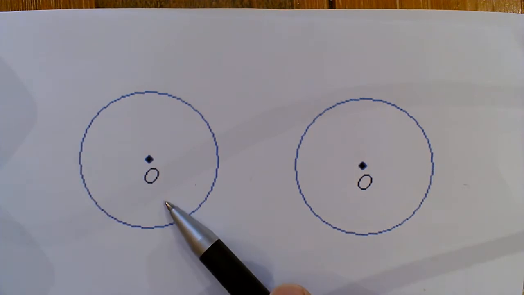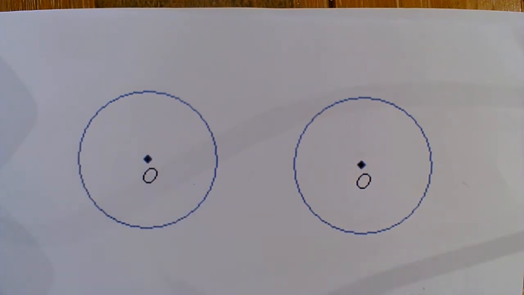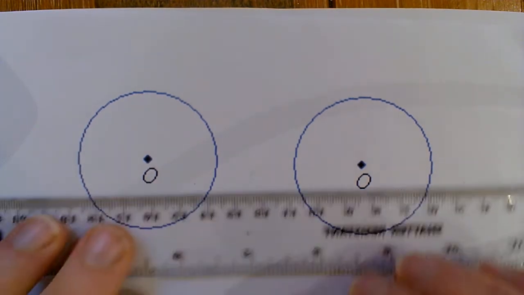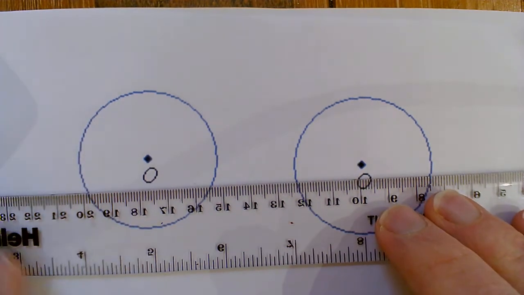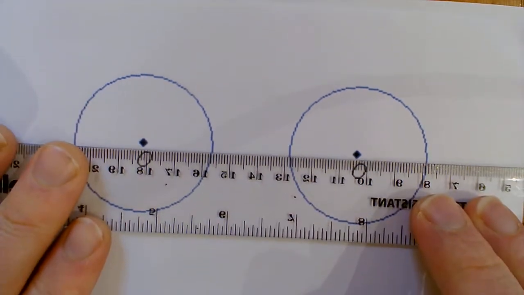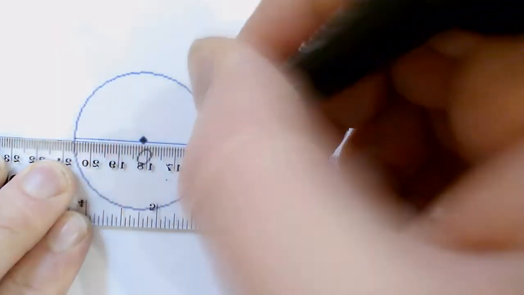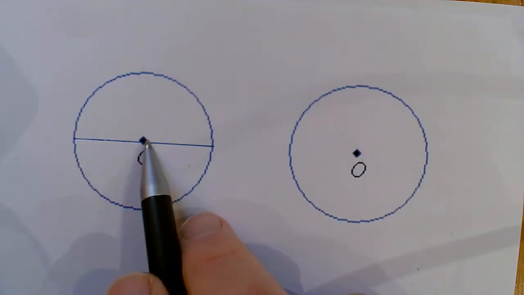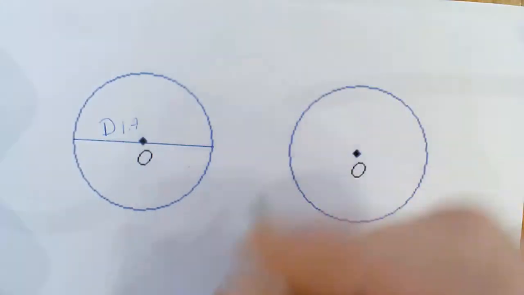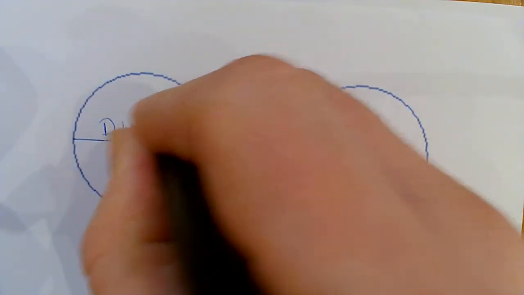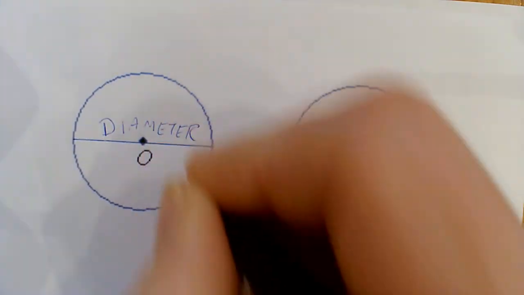Okay, so here's a circle, and we've marked the centre O. I want you to remember then that if I draw a line right across the centre, passing through the centre, then I call that line the diameter.